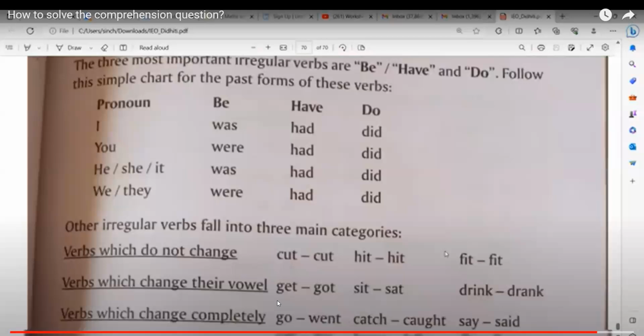Okay, Rajdeep, tell me about the irregular verbs. Irregular verbs are those that changes its matter. No, when the whole word changes, that is called an irregular verb. And when we add ed to a verb, that is called a regular verb.